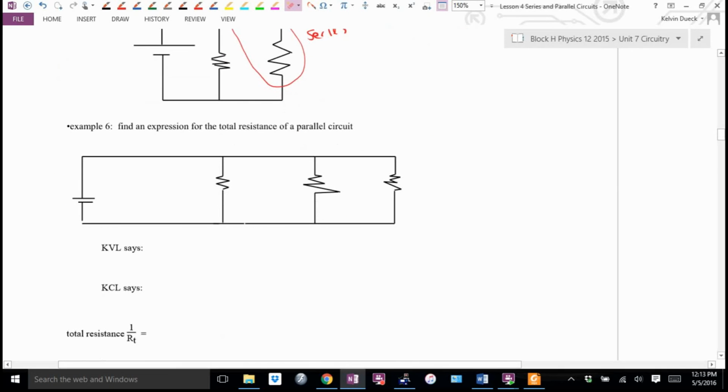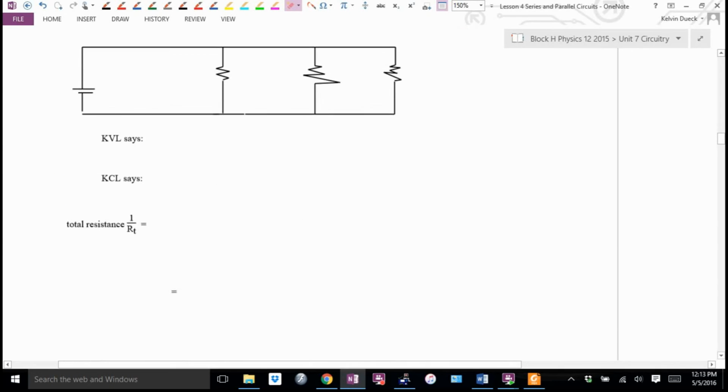Find an expression for the total resistance. In the interests of time, I'm not going to walk through it. I'm just going to tell you we can't find total resistance directly. What we can find is its reciprocal. We can find 1 over total resistance, and it's equal to 1 over the first resistor plus 1 over the second resistor plus 1 over the third resistor.